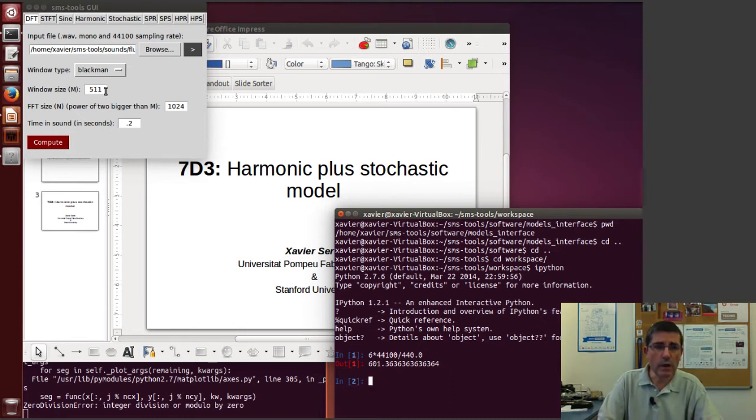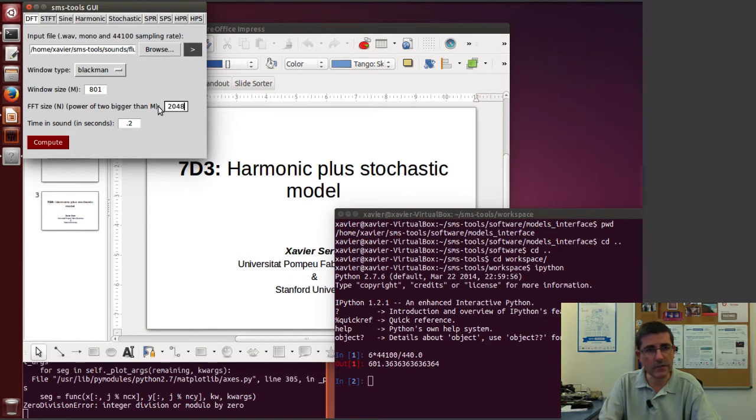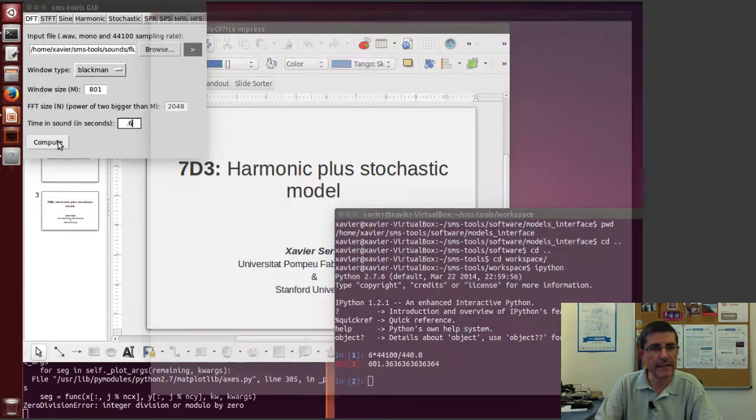Given that we really want to get a good resolution of the harmonics and try to minimize the rest of the components, and it's quite stable, we can afford to take a longer window. So let's take 801 samples. For the FFT size, we can take a bigger FFT so that we get a smoother spectrum, so 2048. And let's analyze just in the middle of the sound. This is a quite long sound, so let's do it like that.